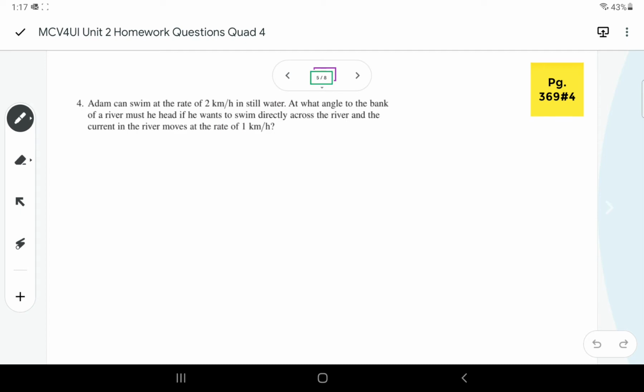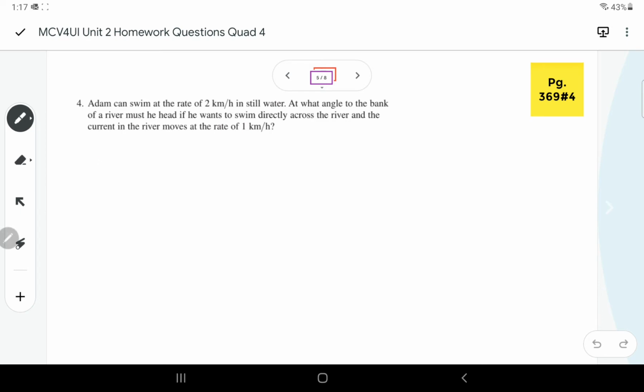All right. Here we go, page 369, number 4. Adam can swim at a rate of 2 kilometers per hour in still water. At what angle to the bank of a river must he head if he wants to swim directly across the river and the current moves at 1 kilometer per hour?